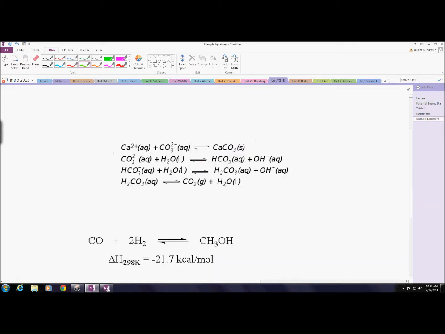So if we just look at this first equation here, we're not going to look at all of them, but these are some example equilibrium equations. If I look at this first one, if I want to make more of my solid calcium carbonate, I could add something like calcium chloride.